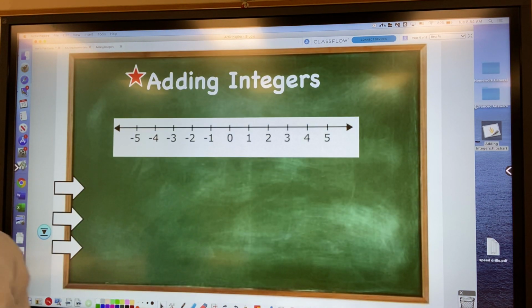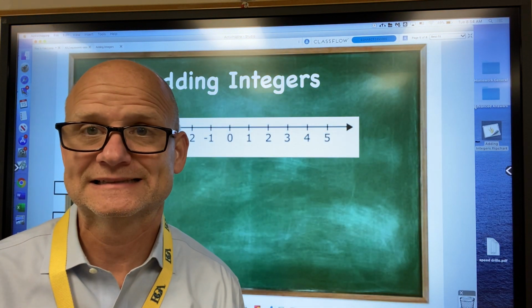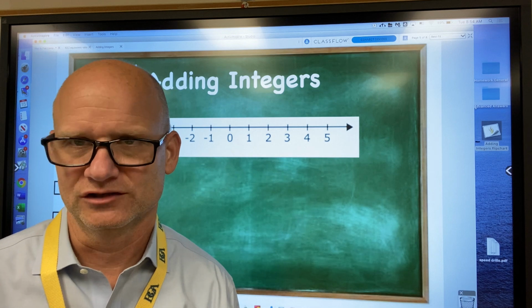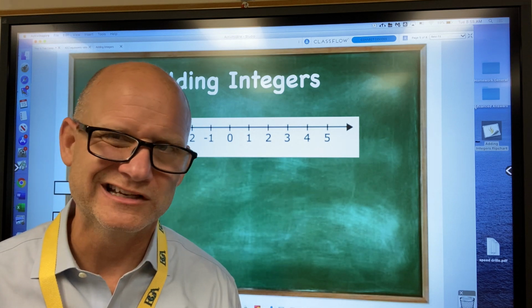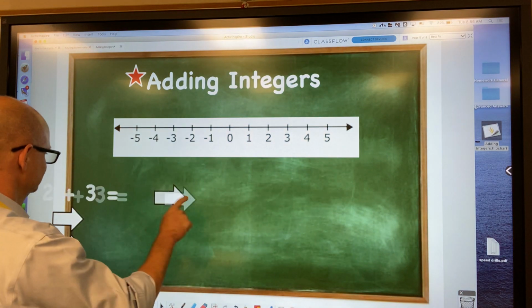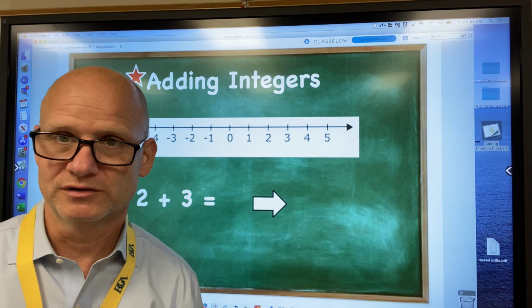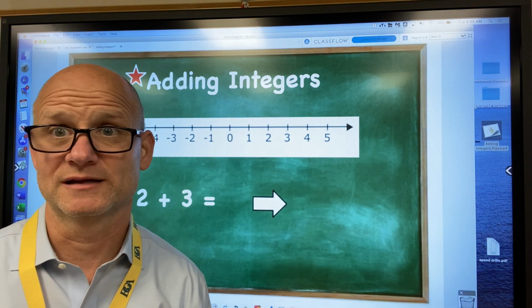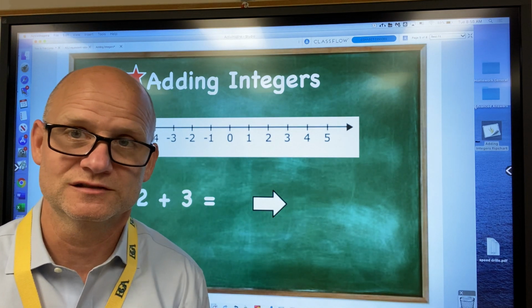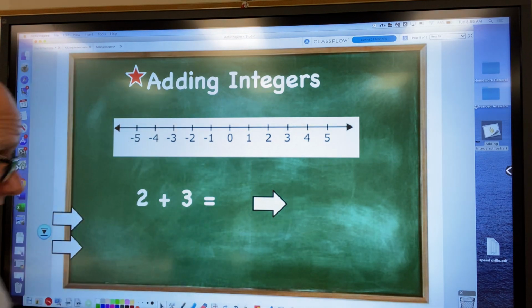So what we're mainly going to discuss, and this will only take maybe 5 more minutes at the max, is how to add integers. Well, you kind of already know a little bit. For example, you know this one. You've got positive 2 plus positive 3. Now, I know you don't say positive 2, but that's what you have. And you know the sum would equal 5.